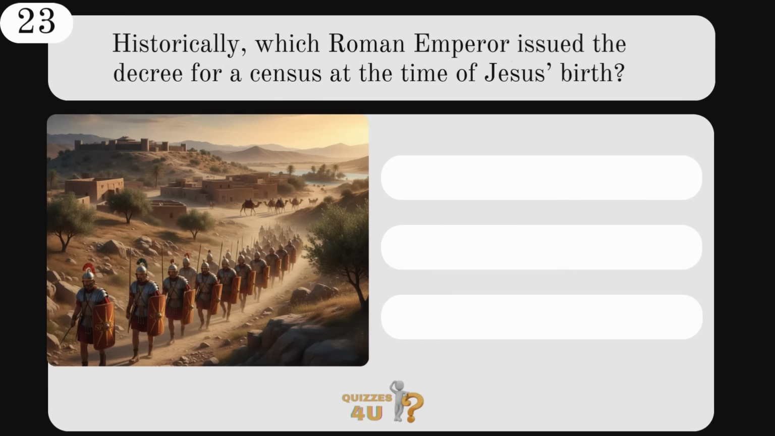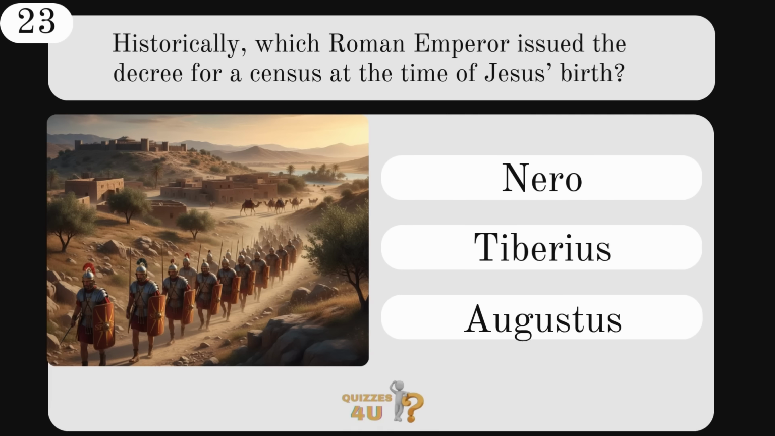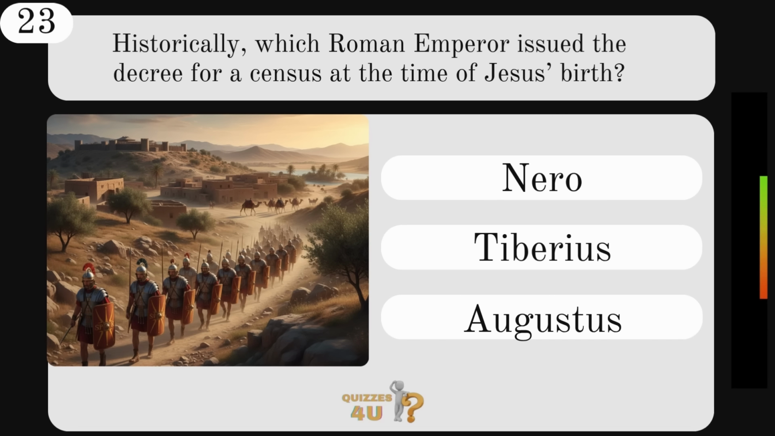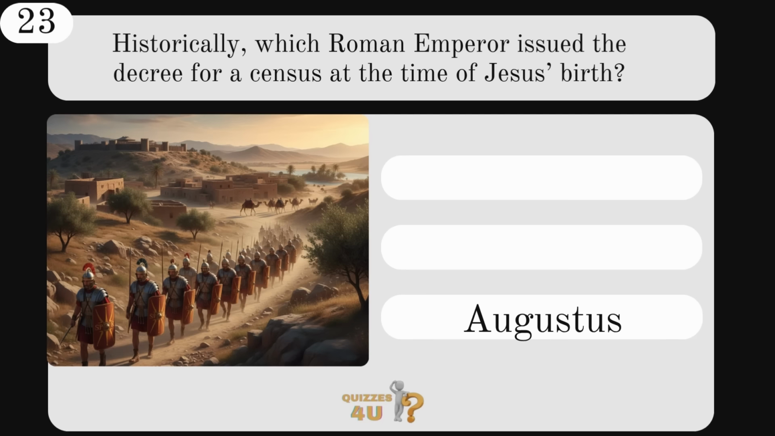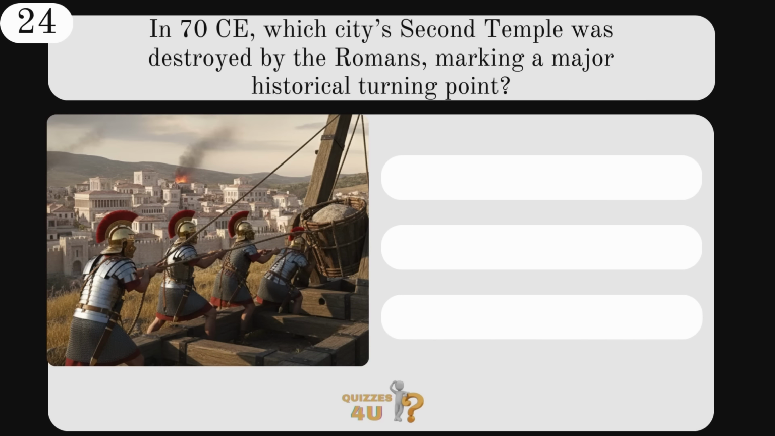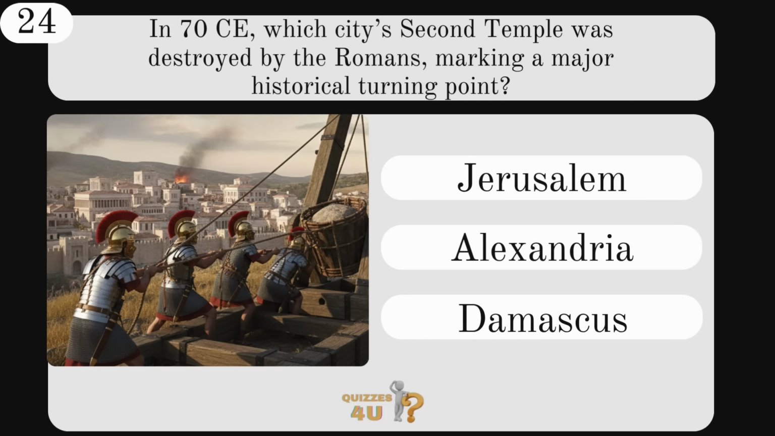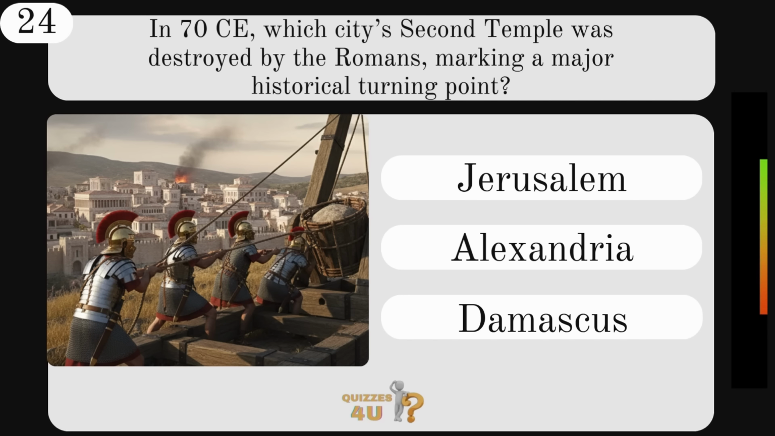Historically, which Roman emperor issued the decree for a census at the time of Jesus' birth? Nero, Tiberius, or Augustus? That was Augustus. In 70 CE, which city's second temple was destroyed by the Romans, marking a major historical turning point? Was that Jerusalem, Alexandria, or Damascus?